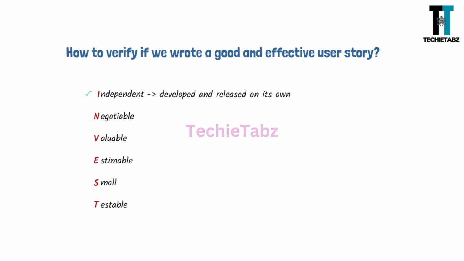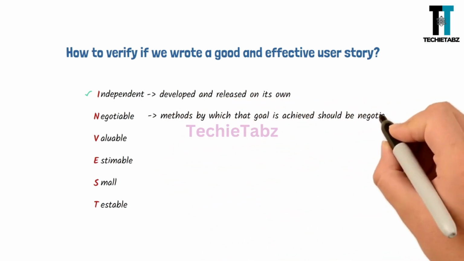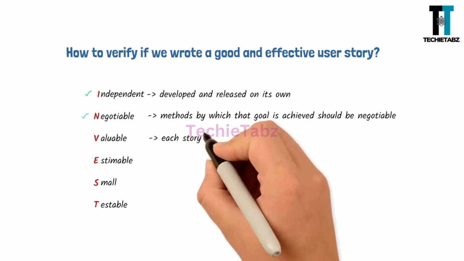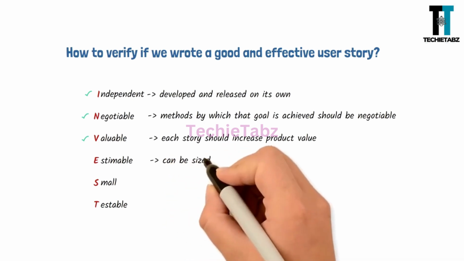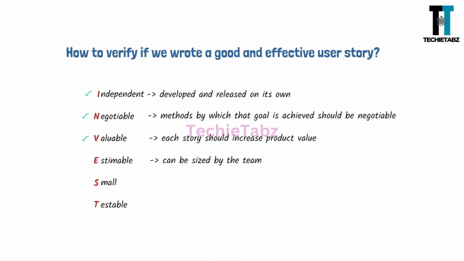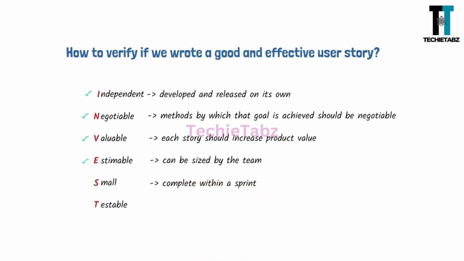Negotiable means while the end goal may be clearly described for the user story, the methods by which that goal is achieved should be negotiable. Valuable means every story that's delivered should make your product more valuable. Estimatable, the user story has enough information for the team to size it, so they can properly plan and commit to that work. Small means the user story should be done within an iteration, or sprint.